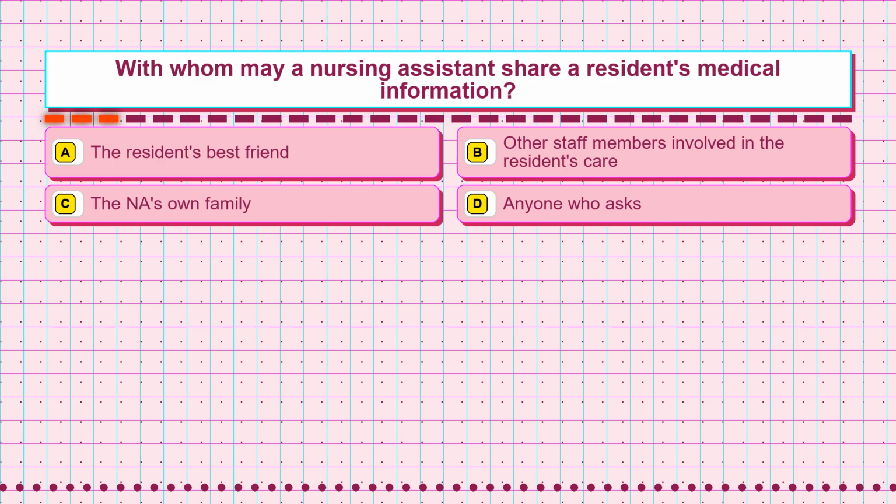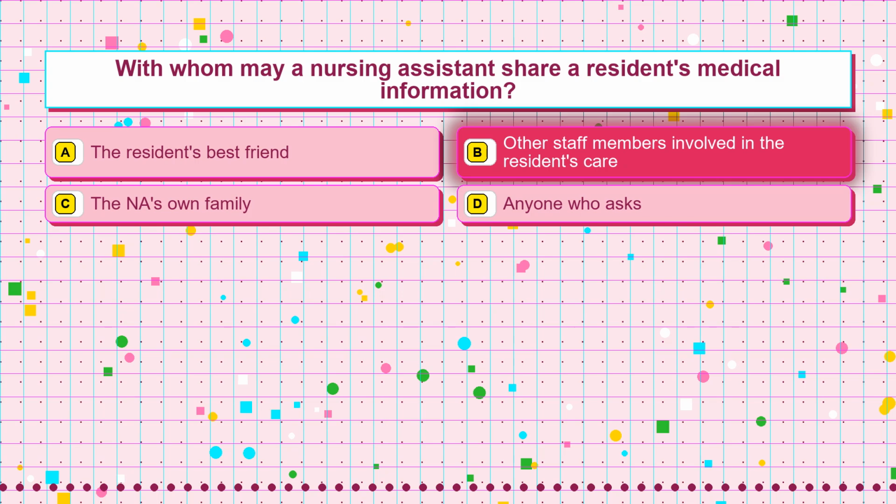Question 78. With whom may a nursing assistant share a resident's medical information? Option A, the resident's best friend. Option B, other staff members involved in the resident's care. Option C, the NA's own family. Option D, anyone who asks.